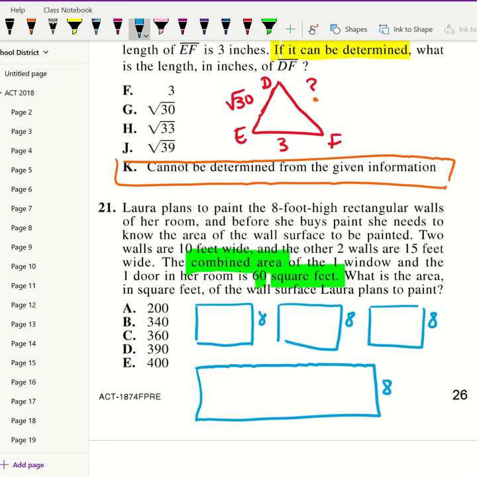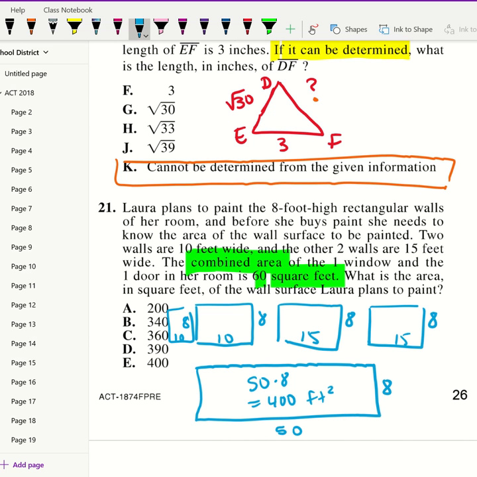What we know is 2 of the walls have a width of 10, and the other 2 are 15 each. If I want, I could find the area of each individual wall, but I'm just going to go ahead and add them all up along that width. 10 plus 10 plus 15 plus 15 is 50. 50 times 8 would give me the area of all of those walls together, which is 400 square feet.